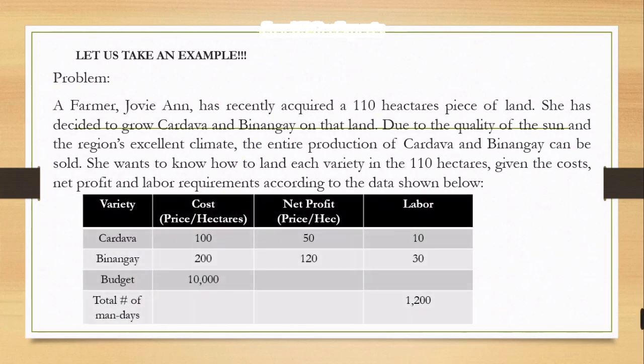So we have two types of variety, the cardava and binangay. The cost price per hectare of cardava is 100, the net profit per hectare is 50, and the labor is 10. While the cost of binangay is 200, the net profit is 120, and the labor is 30. The farmer Jovian has a budget of 10,000 and the total number of Mondays is 1,200.